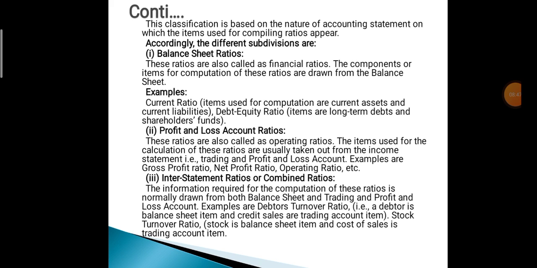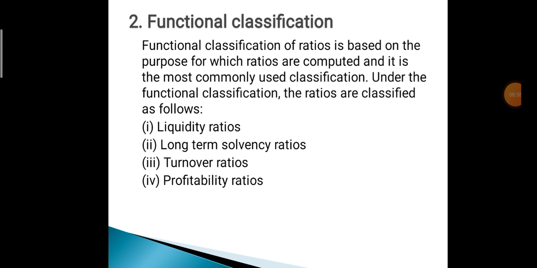Stock turnover ratio: stock is from the balance sheet and cost of sales is from the trading account. So these are mixed ratios. This is about the traditional classification. Now coming to the second classification, the functional classification. Functional classification of ratios is based on the purpose.